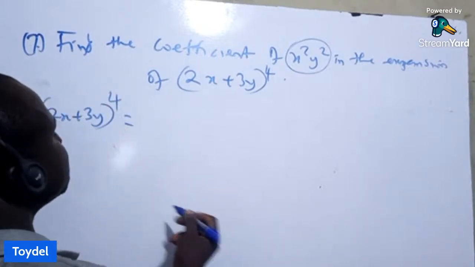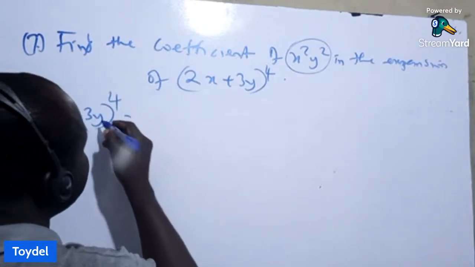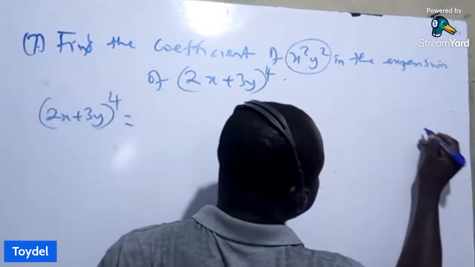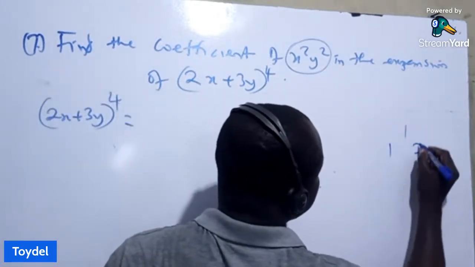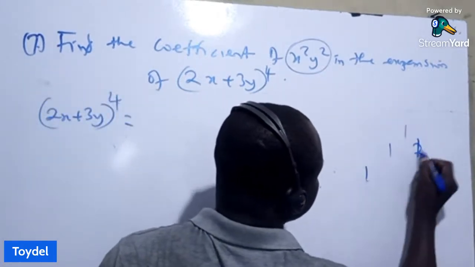So how do we do that? If I want to use the Pascal triangle, this is 4. Then there's a way we generate the triangle. Just write 1, 1. So we have 1, 1 plus 1, 2, 1.